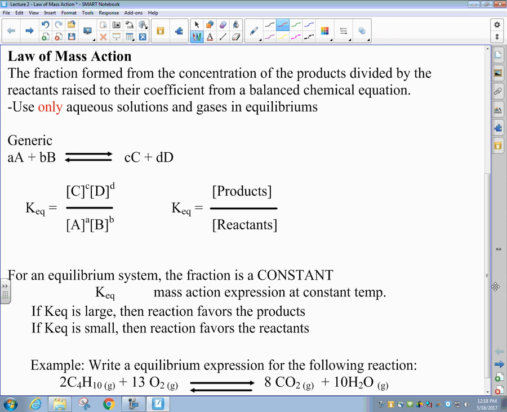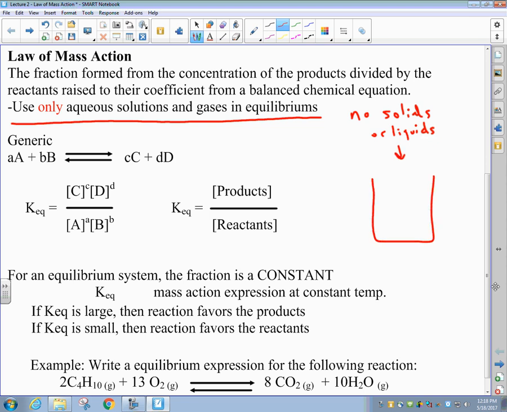Now, I can't emphasize the next line on the screen enough. You use only aqueous solutions and gases in equilibriums. You have no solids or liquids in your equilibrium system. Now let's talk for a moment about why this is the case. If I have a beaker and it contains potassium chloride in the solid form, that potassium chloride has a certain number of moles associated with that per volume. So you've got moles per liter in your container of the potassium chloride.